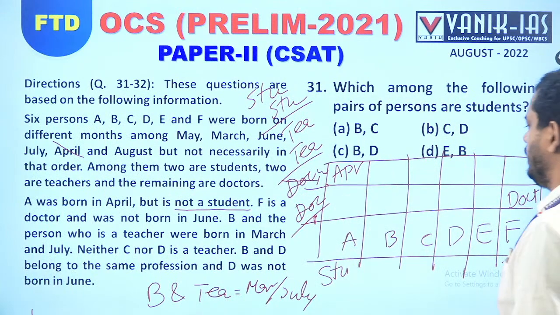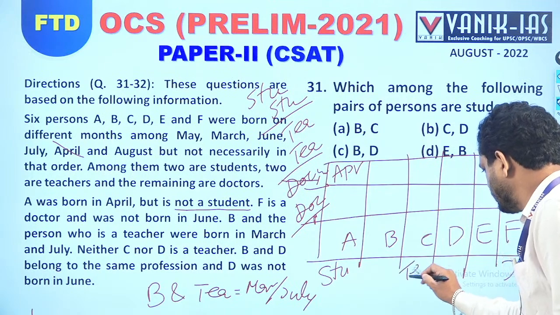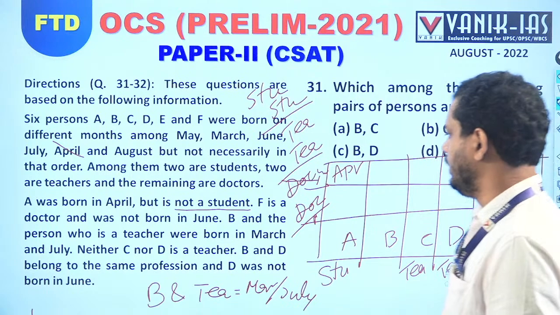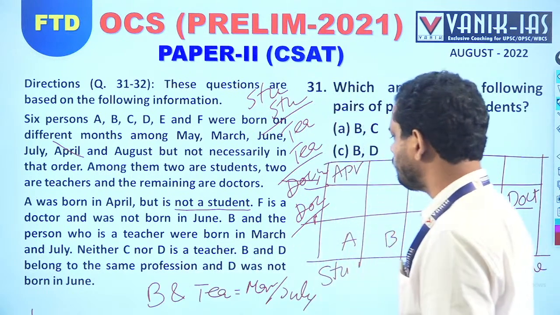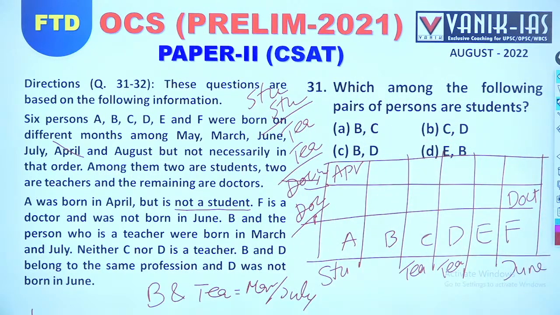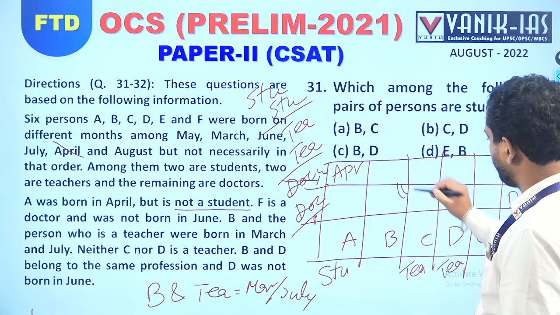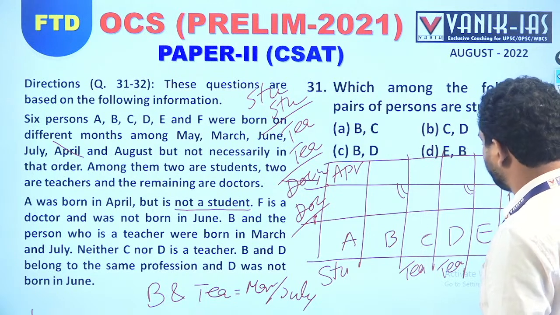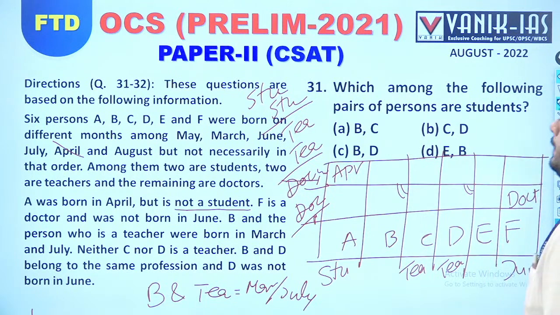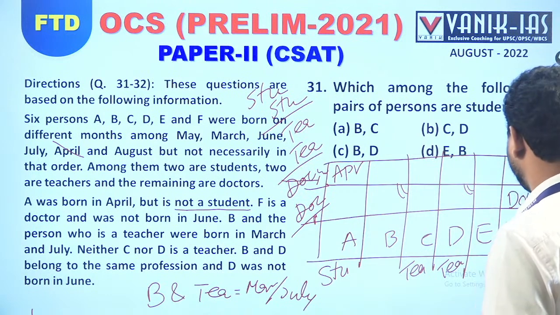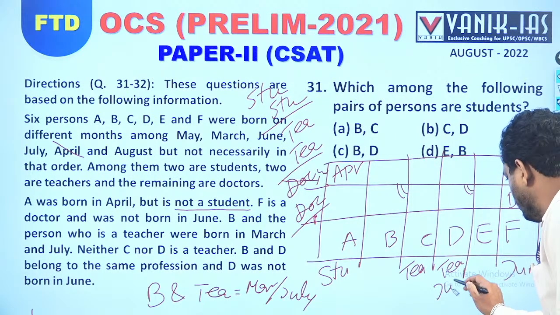Neither C nor D is a teacher. This one is cancelled from teacher, this one is also cancelled from teacher. C, D, negative teacher. B and D belong to the same profession, friends. These two boxes should be filled out with the same profession. And D was not born in June. D is negative from June.